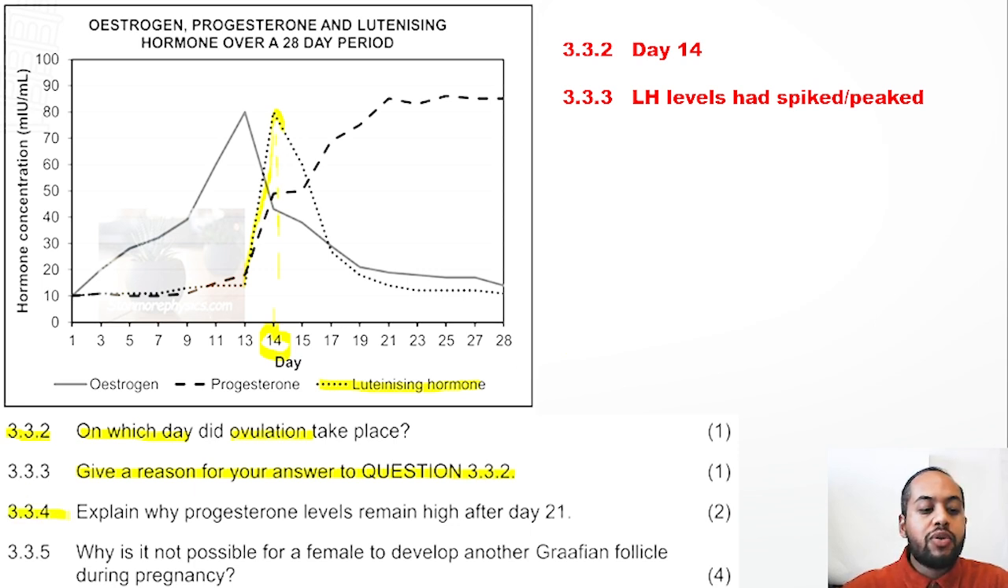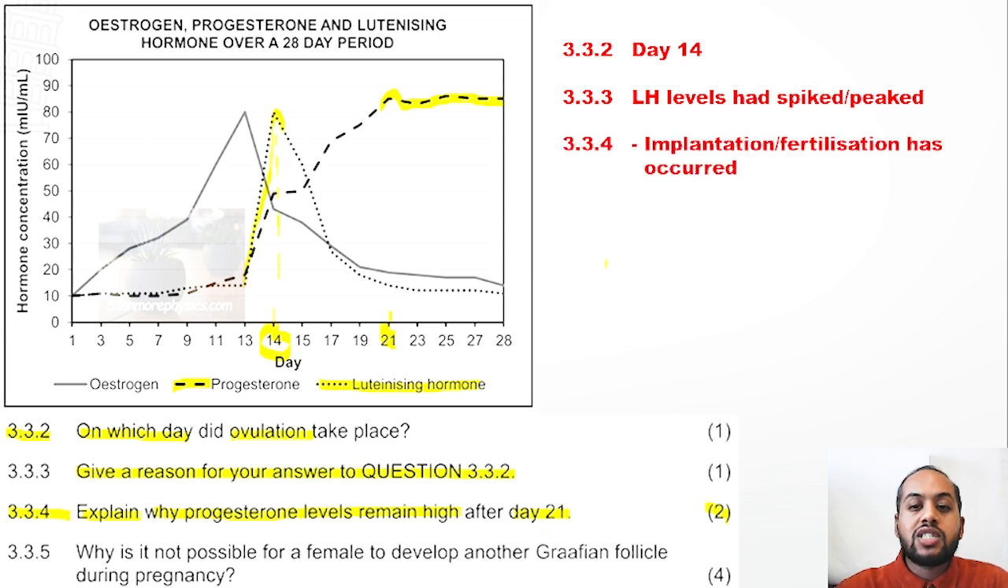Question 3.3.4, explain why progesterone levels remain high after day 21 for 2 marks. Now we look at day 21. Here we have day 21. We're looking at our progesterone levels, so it is these levels here that we are referring to. Explain why progesterone levels remain high after day 21 for 2 marks.